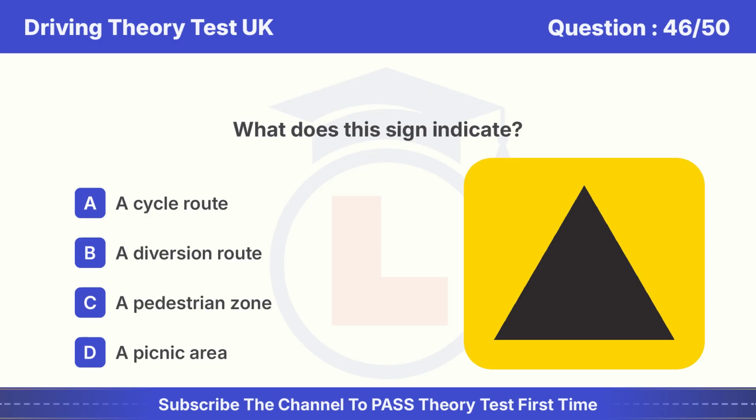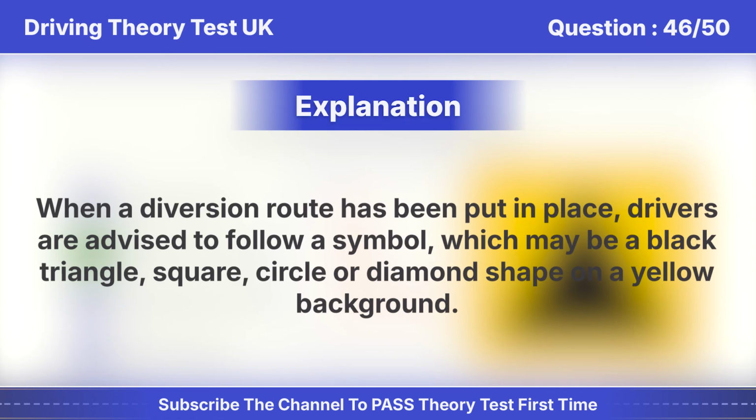Question 46. What does this sign indicate? Answer is B. A diversion route. When a diversion route has been put in place, drivers are advised to follow a symbol, which may be a black triangle, square, circle, or diamond shape on a yellow background.